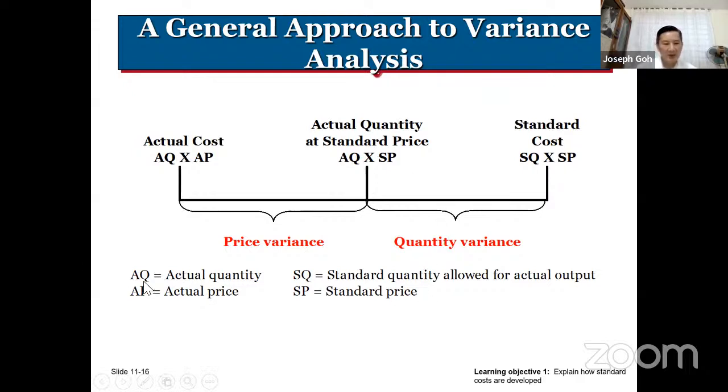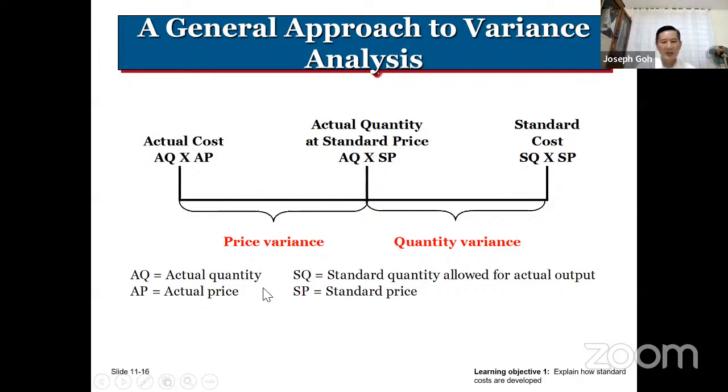So what does actual quantity mean? AQ is the actual quantity. It can be the actual quantity you purchase or the actual quantity you use in production, so you have to differentiate this. If you purchase raw material, usually it refers to the actual quantity you purchase. But if you use the raw material for production, it's the actual quantity used for production. So you have to apply it correctly when you attend the assignment.